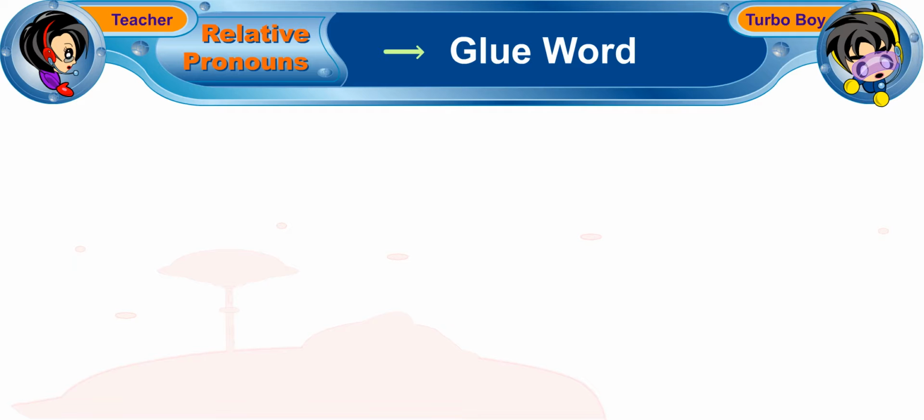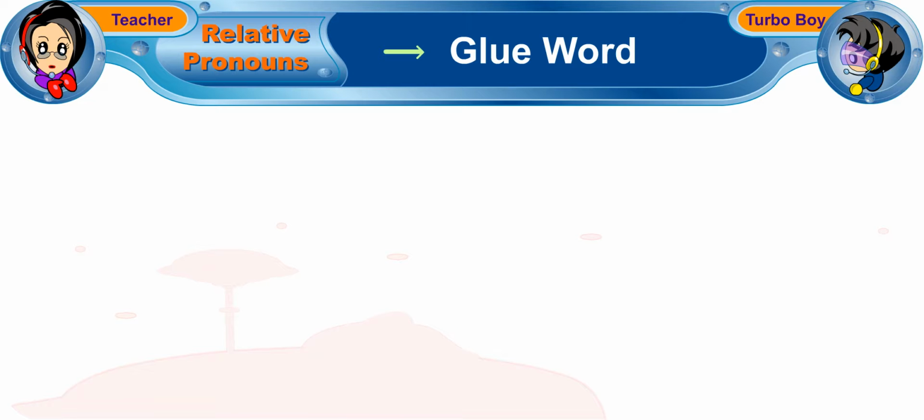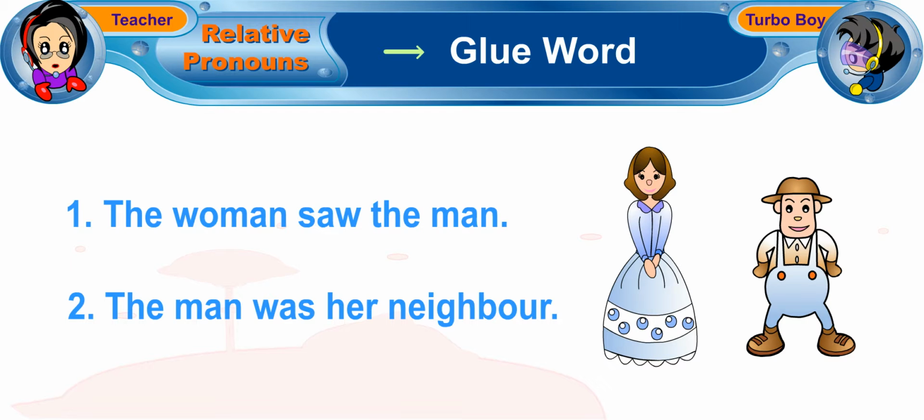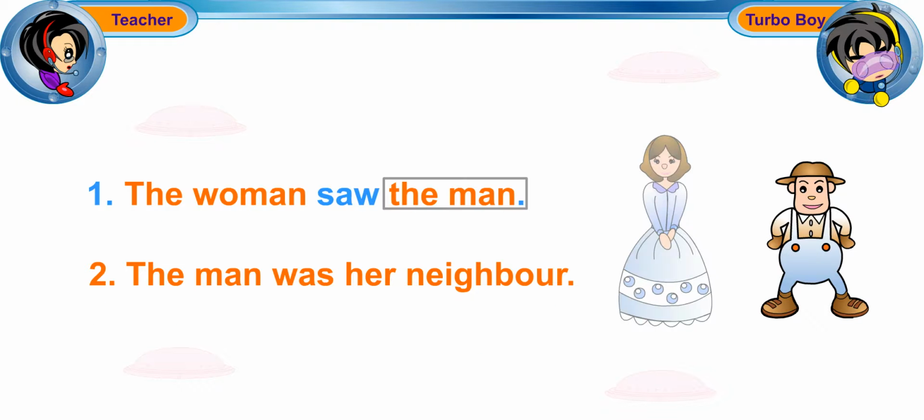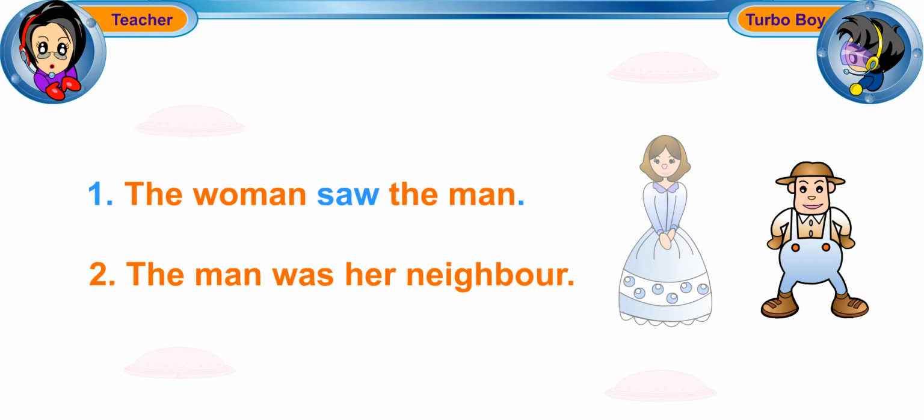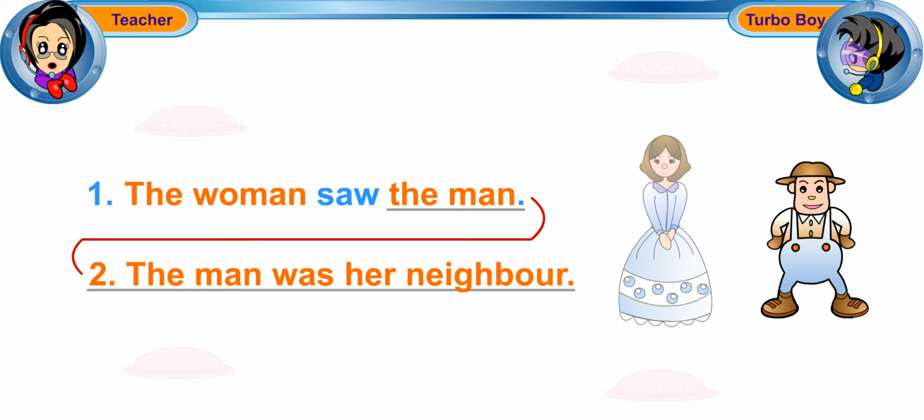How do we join 2 sentences together? Let's look at these 2 sentences. The woman saw the man. The man was her neighbor. Is the second sentence talking about the woman or the man? I think he's talking about the man. That's correct. The second sentence is talking about the man. Since it's talking about the man, we need to shift the second sentence and put it immediately behind the man.